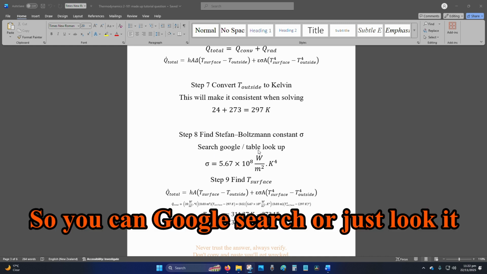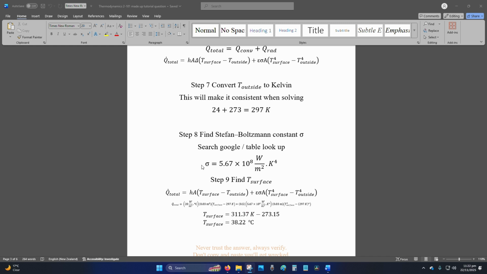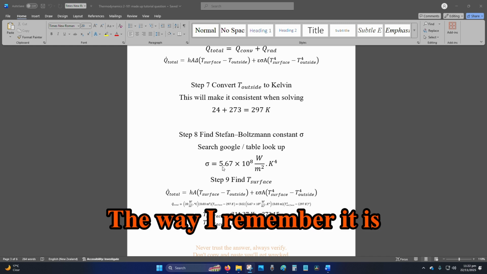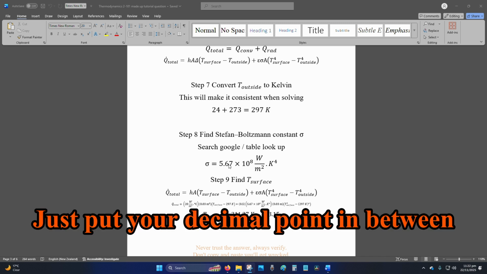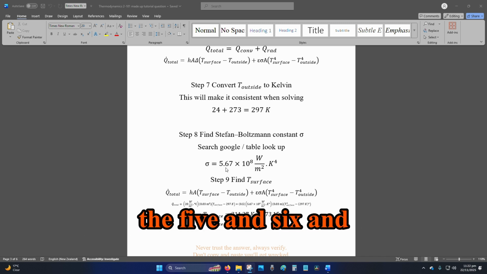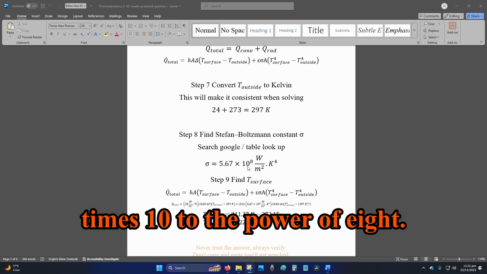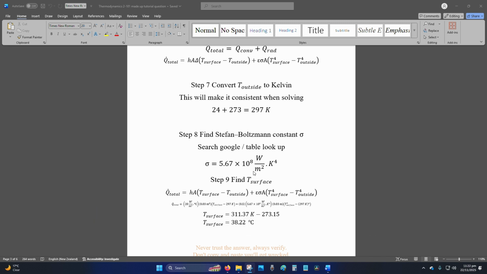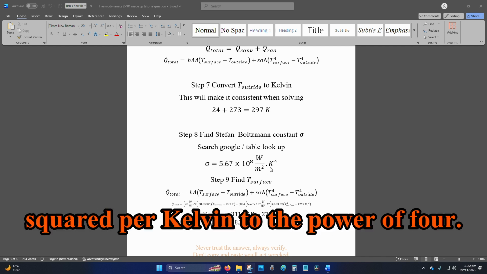Step 8, we can now look up the Stefan-Boltzmann constant for sigma. You can Google search or just look it up in your table, in your textbook. The way I remember it is 5, 6, 7, 8. Just put your decimal point in between the 5 and 6 and know that the 8 is times 10 to the power of 8. And then the unit is watts per meter squared per Kelvin to the power of 4.